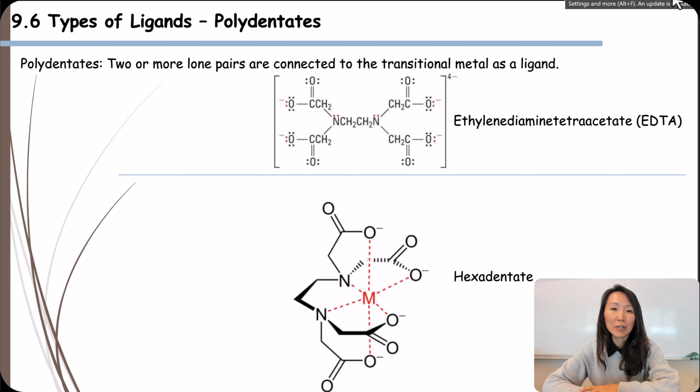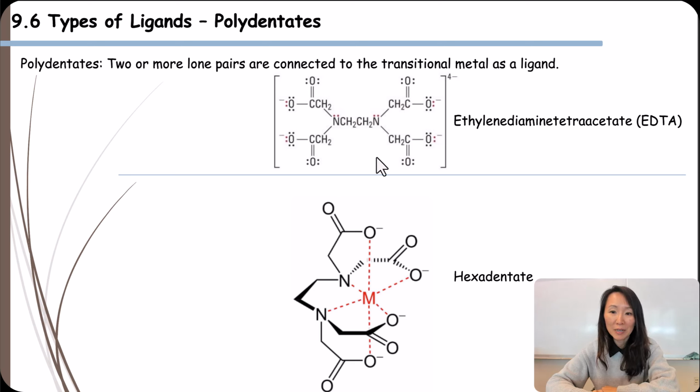In this video, we'll continue discussing the types of ligands, and in particular, one particular type would be polydentates. Polydentates are something like this: EDTA, ethylenediaminetetraacetate, short for EDTA. They have lots of lone pairs that have the ability to attach to the transition metal in the middle if they were to form as a ligand. So it's not just one area, but multiple areas.